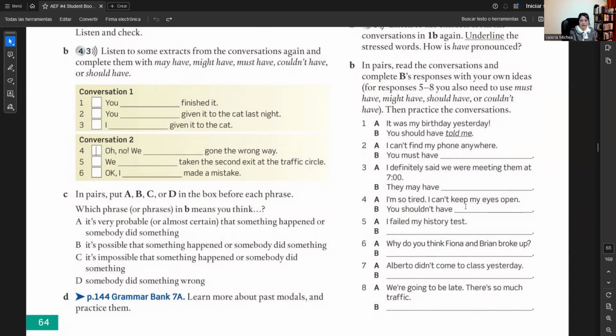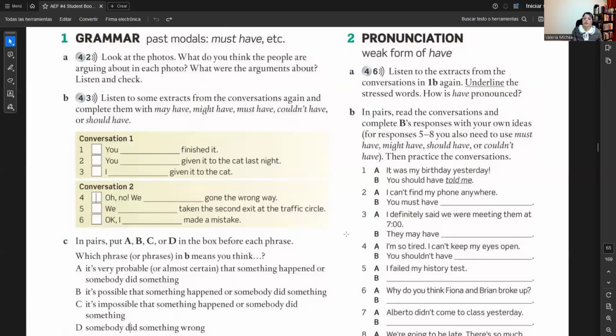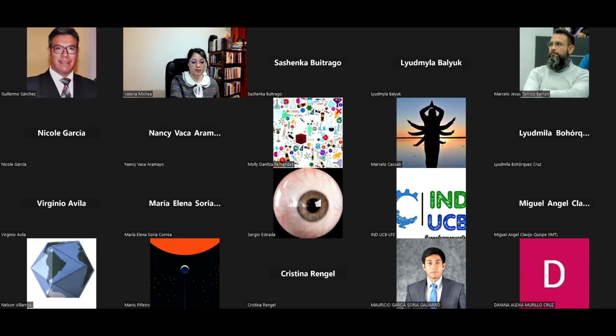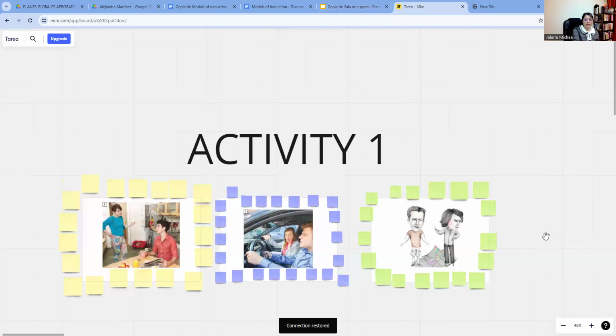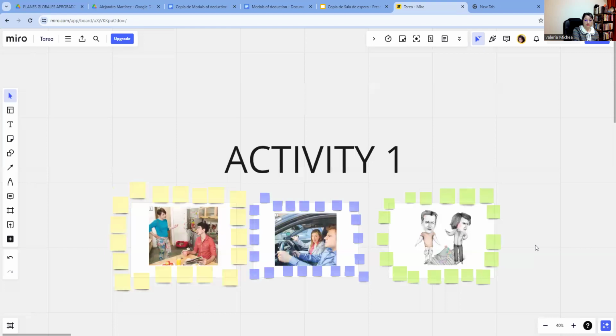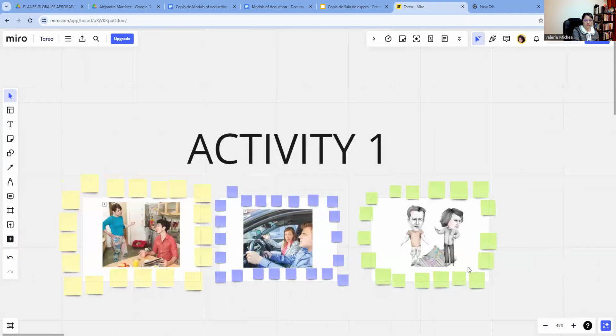Let me clear everything here. What we are going to do now is move on to Miro. In the previous class, I didn't want to move on to Miro because I changed my mind. I thought the listening would be a good idea. Now we are going to complete activity 1 on Miro. And I have this one.